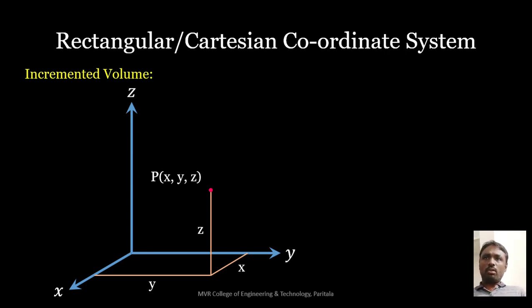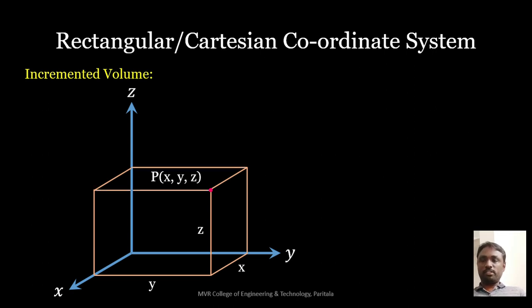Okay. Now I want to make a rectangular box by using this point. How can I make it? Let us take the lines parallel to the z-axis at the end of y as well as x. Similarly, draw lines parallel to the x-axis at the top of z, and similarly y. This will form a rectangular box.